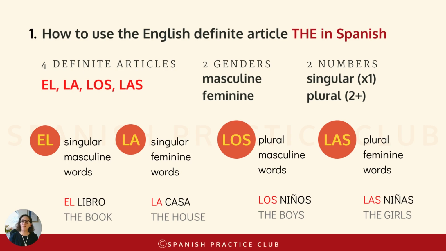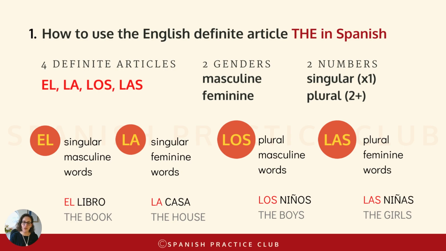In Spanish, we have 2 genders. So we have words that are masculine and words that are feminine. And then we have the number, just like in the English language. We can talk in singular if we're talking about one person or one thing, or we can talk in plural if we're talking about 2 or more people or things. And therefore, because there are 4 combinations, we have 4 definite articles.